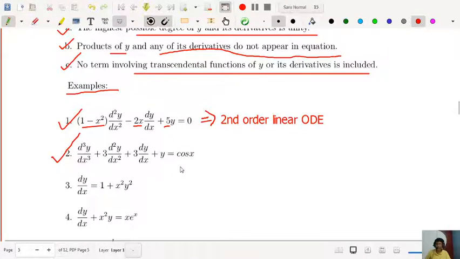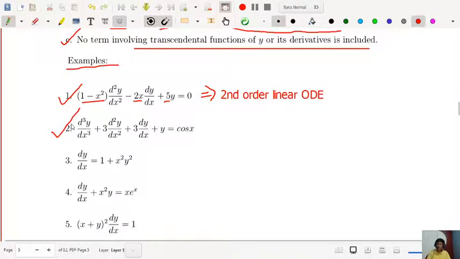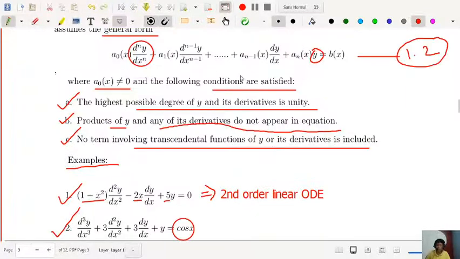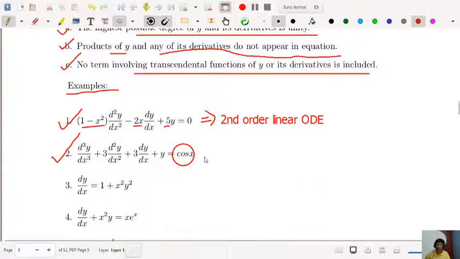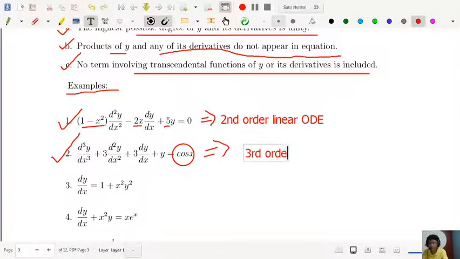What about second one? You have a third order derivative, and the coefficients of the derivatives are all constants, 1, 3, 3, and coefficient of y is 1, and you have a transcendental function, but that is of the independent variable, cos x. So all the coefficients are functions of x or constants, and it satisfies all the three conditions of linear. So this is called third order linear ODE, ordinary differential equation. Third order linear ODE.